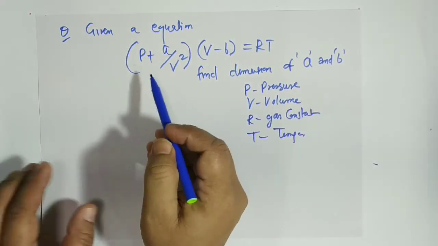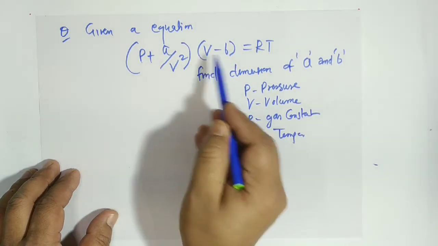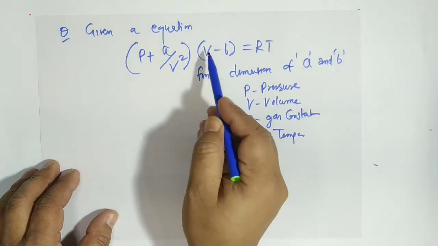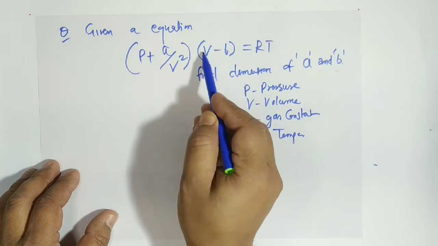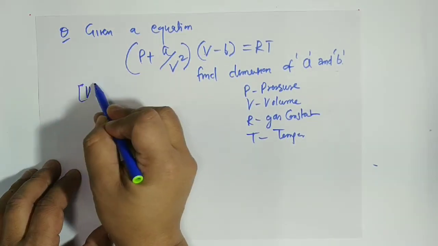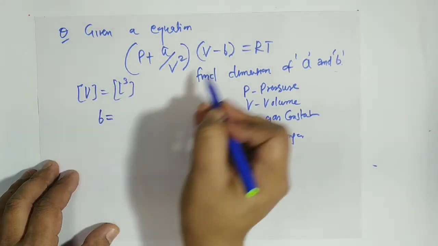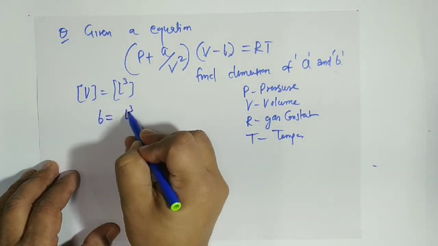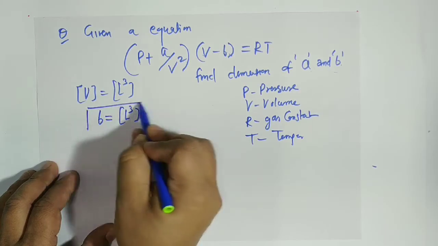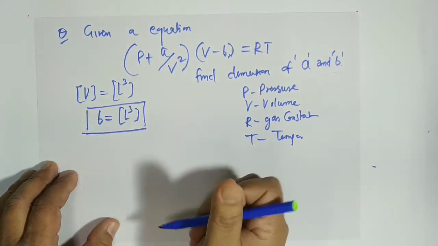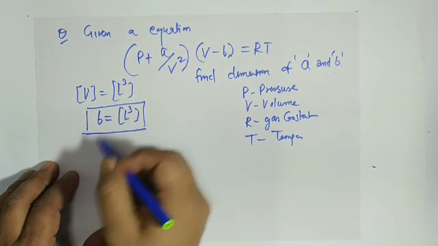So we have to use homogeneity. Now P plus A by V square, times V minus B. So you have to find A and B. Do you know what will be the dimension of B? Same as V. What is the dimension of volume? You know that it is L cube. So the dimension of B, V minus B, should be L cube. Why? Because it follows homogeneity. Simple.